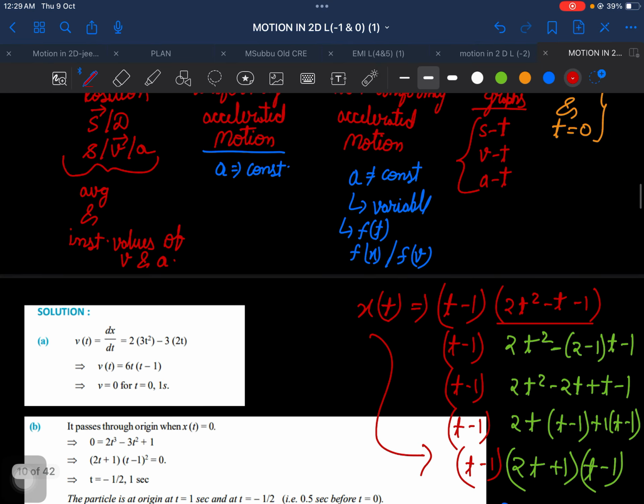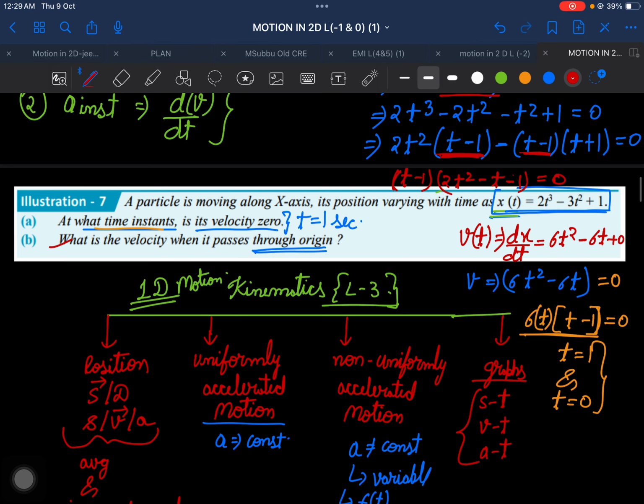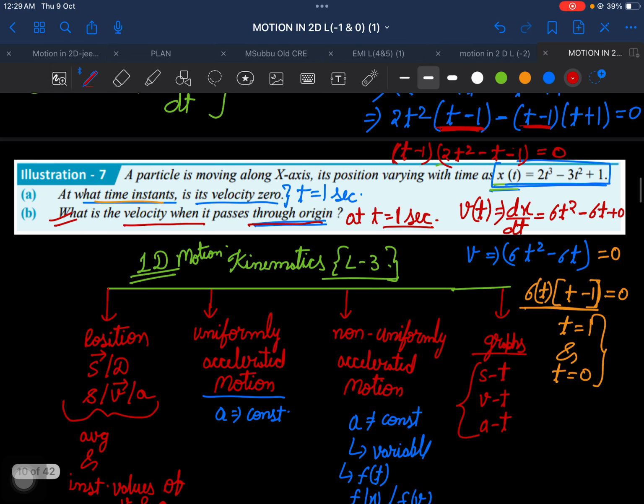So in the question it has been asked, what is the velocity when it passes through origin? So when will it pass through origin? At t equals 1 second. So what is the velocity? For velocity, you have done it in the previous question. Previously you found the velocity. This will be your velocity.